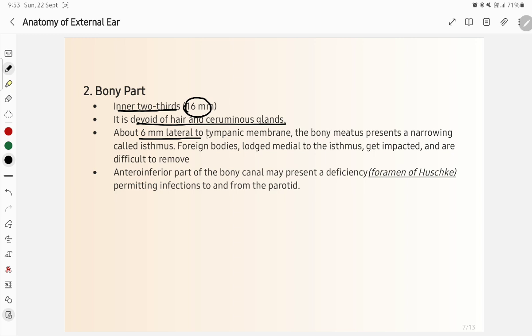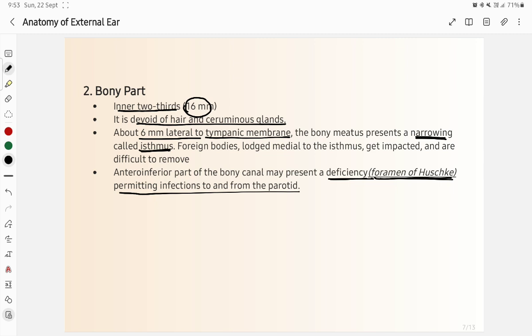About 6 mm lateral to the tympanic membrane, it has a narrowing called the isthmus. The foreign bodies get lodged here and are very difficult to remove. It has a deficiency known as the foramen of Hashke, permitting infection to and from the parotid.